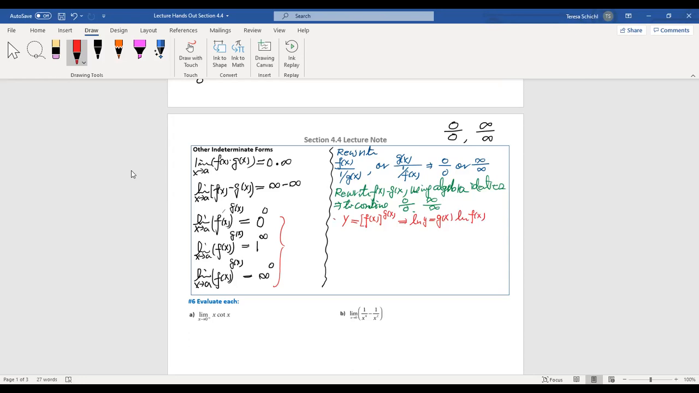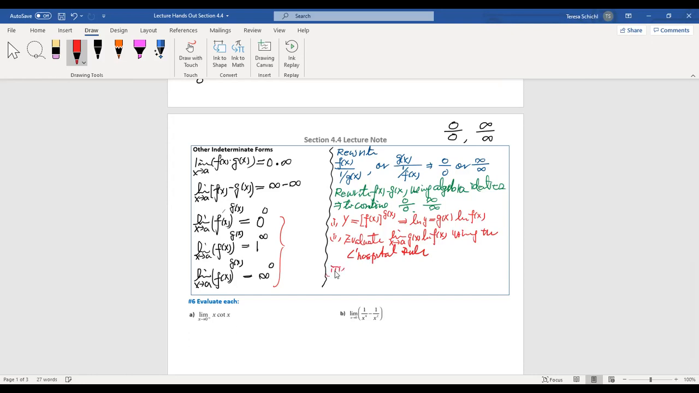This is step number 1. Then step number 2: you evaluate the limit as x approaches a of g of x times the natural log of f of x. You can use L'Hopital's rule to do it. You might need to transform it again so it becomes 0 over 0 or infinity over infinity.